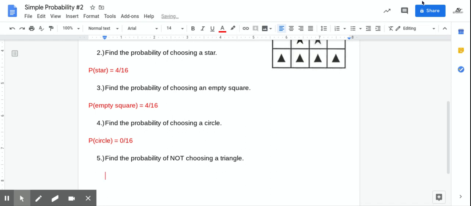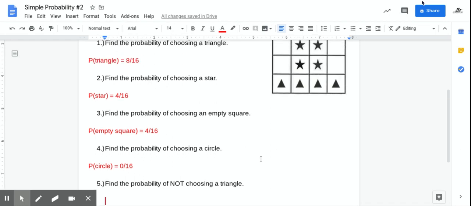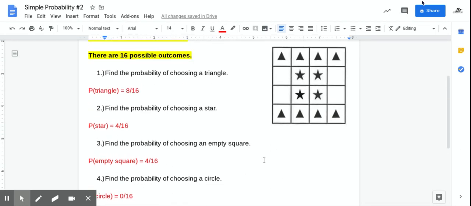All right, number 5. Find the probability of not choosing a triangle. Okay, guys, little tricky. Not choosing a triangle, that means I can choose any square that does not have a triangle in it. So I can choose a star or I can choose an empty square. Okay, I just can't choose these triangles. I can choose any square other than those 8 triangle squares.